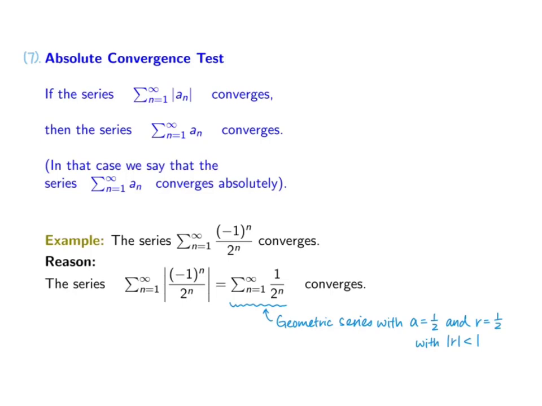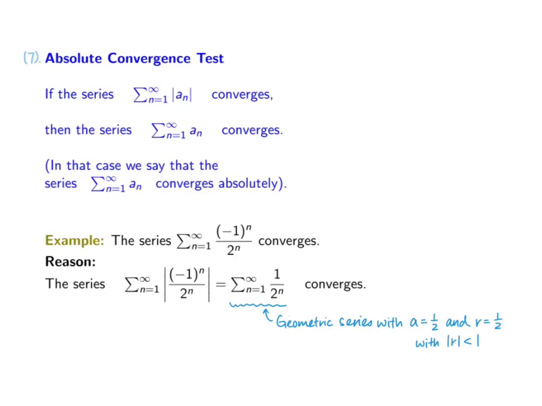Let's refer to the following example. We have the series which is formed by terms an equals to (-1)^n divided by 2^n. Instead of referring to this series directly, we consider another series which is formed by taking the absolute sign for all the terms an involved. So we get a new series. This is the same as considering the series with terms equals to (1/2)^n.